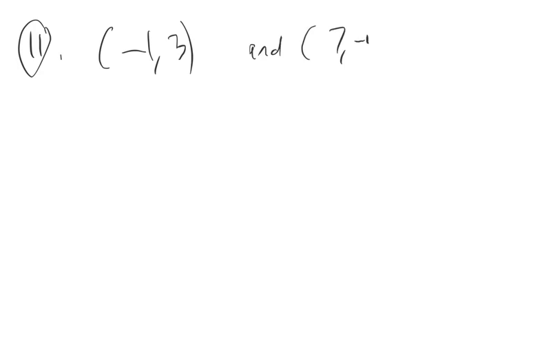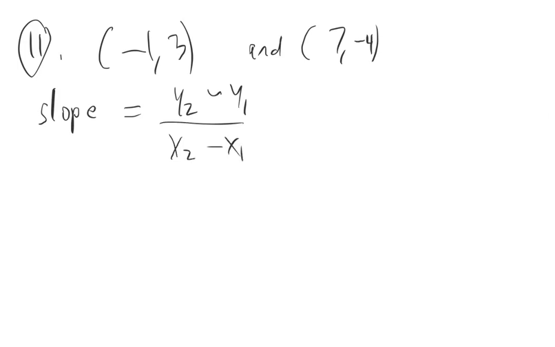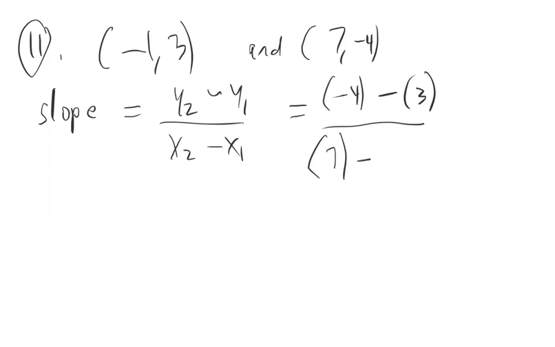So problem 11 says, find the slope between the 2 points, and it gives you some points, like -1, 3 and 7, -4. To find the slope between 2 points, you're going to use the formula y2 minus y1 over x2 minus x1. So y2 is -4 and y1 is 3. y2 means the second y value, y1 means the first y value. x2 is 7 and x1 is -1, the second x value and the first x value.